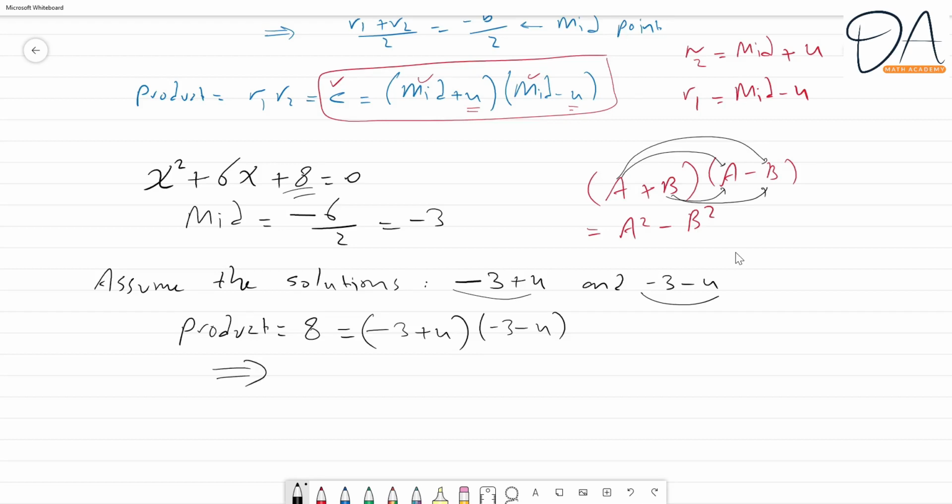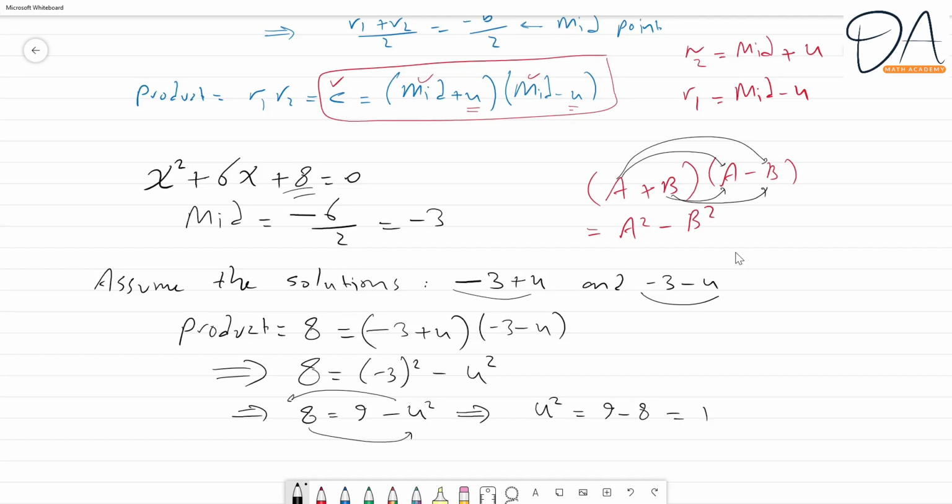So if we apply that here, we will see that you have minus 3 squared minus u squared, or 8 equal to 9 minus u squared. Then let me take u to one side and take all the numbers to one side. So this will lead to u squared equal to 9 minus 8. I took the u squared here, and I took the 8 here. And once we have this, we can see easily that u is 1.